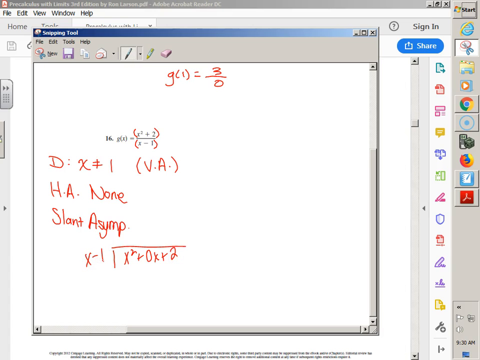This is part of finding the asymptotes. Vertical asymptote, there he is. Horizontal, none. Slant, got to divide.